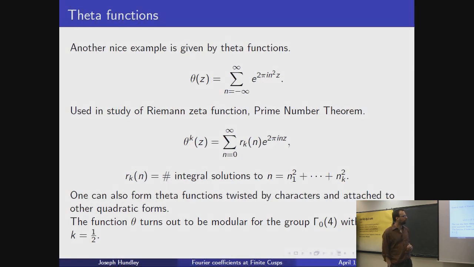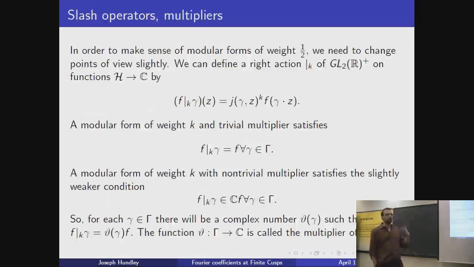And moreover, you can define theta functions attached to quadratic forms to count representation numbers of other quadratic forms. Now, theta turns out to be a modular form for the group gamma naught 4, but of weight 1/2, which doesn't make sense according to the definition. Before, I was only defining modular forms of trivial multiplier. And this showed up before the definitions were made, and it was clear that we needed the correct notions to make sense of theta functions. So in order to make sense of things, we should extend our point of view a little bit.